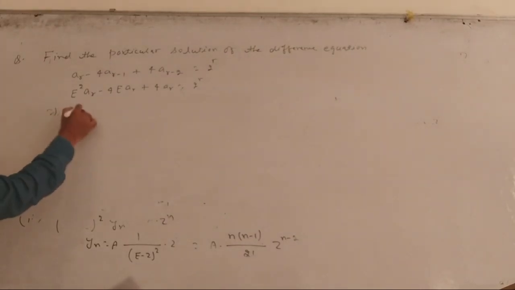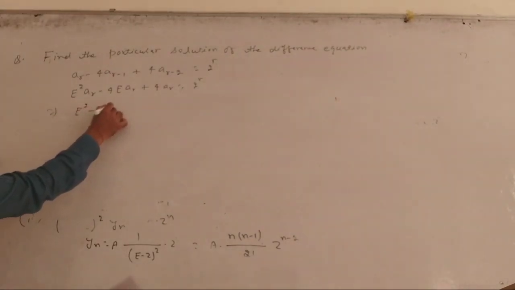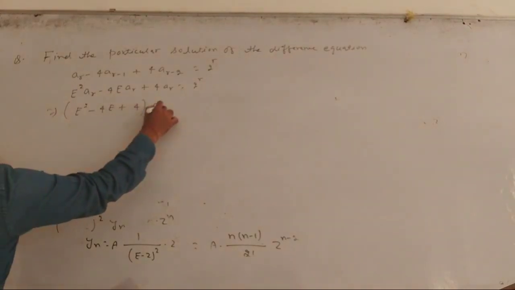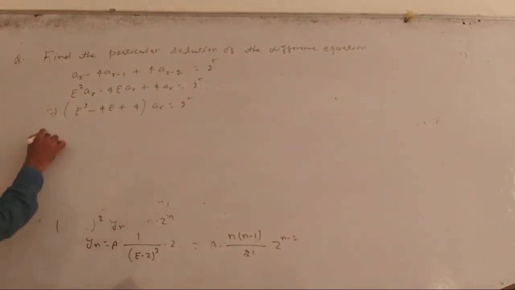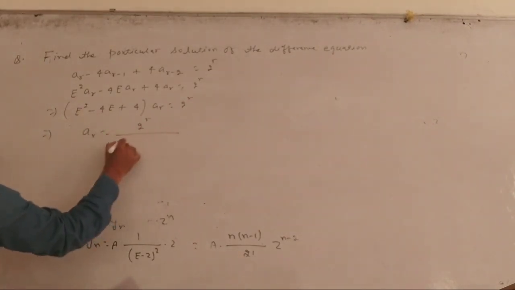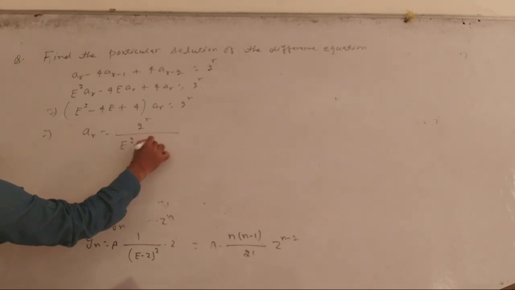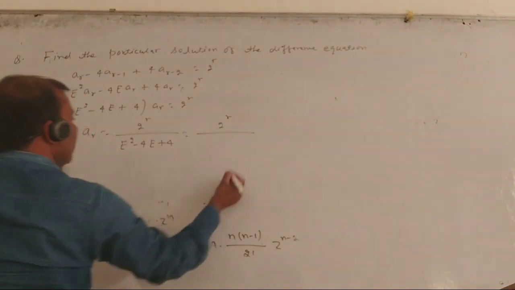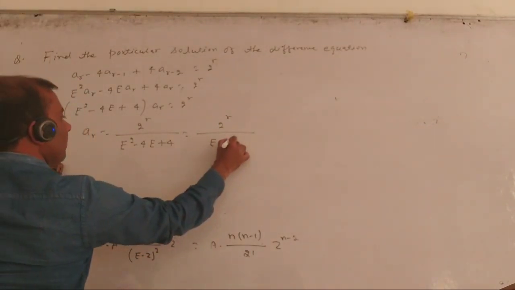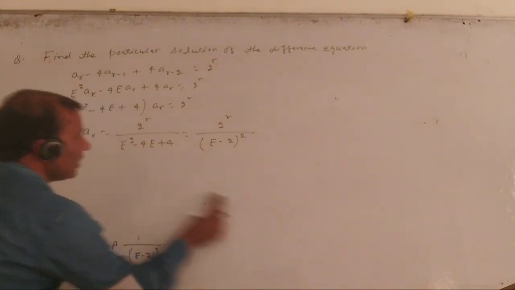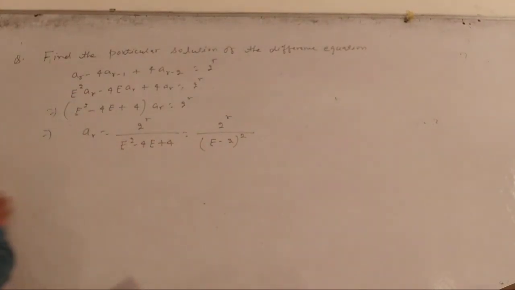Now it can also be written as (E square minus 4E plus 4) into a_r equals 2^r. So a_r becomes 2^r upon (E square minus 4E plus 4), which is equivalent to 2^r upon (E minus 2) whole square. Now this is just equivalent to our case number 2. Now we will find the particular solution.